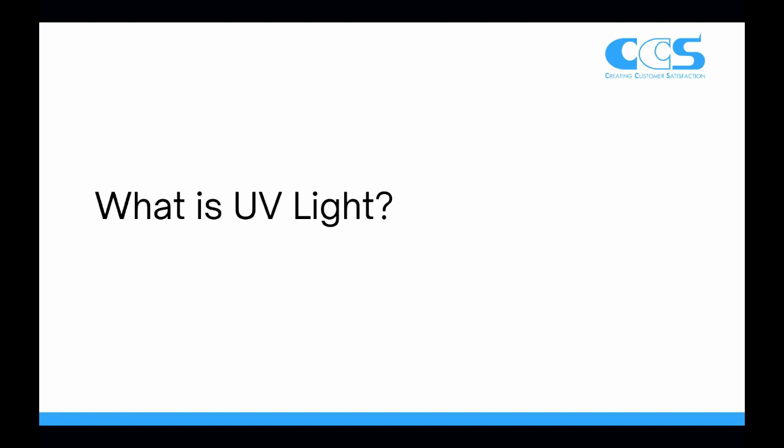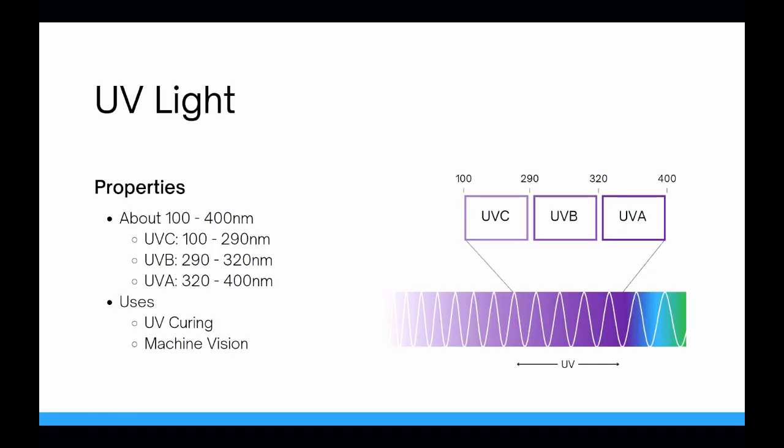So what is UV light? UV light is the wavelengths between 100 and 400 nanometers. UVA is from 320 to 400, UVB is 290 to 320, and UVC is 100 to 290.